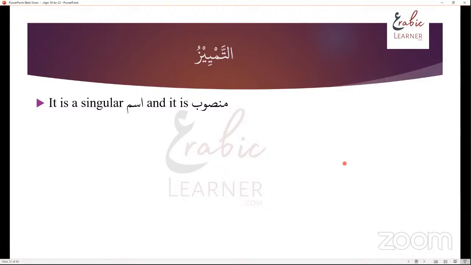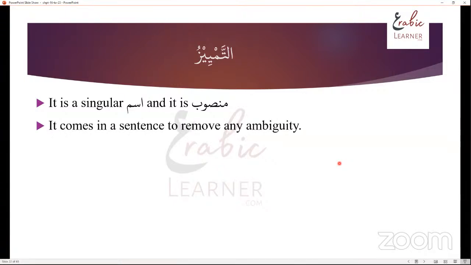Wahid and mansoob. Okay. And it comes in the sentence to remove the ambiguity of the sentence. So there are some sentences which will be ambiguous. So the meaning is incomplete unless and until you supply tamyeez with that. So I will give you an example.